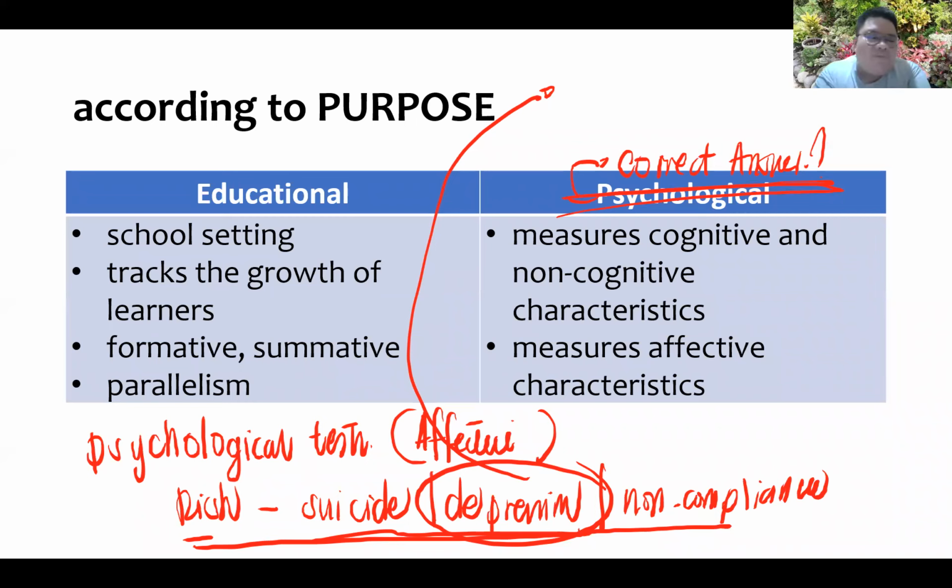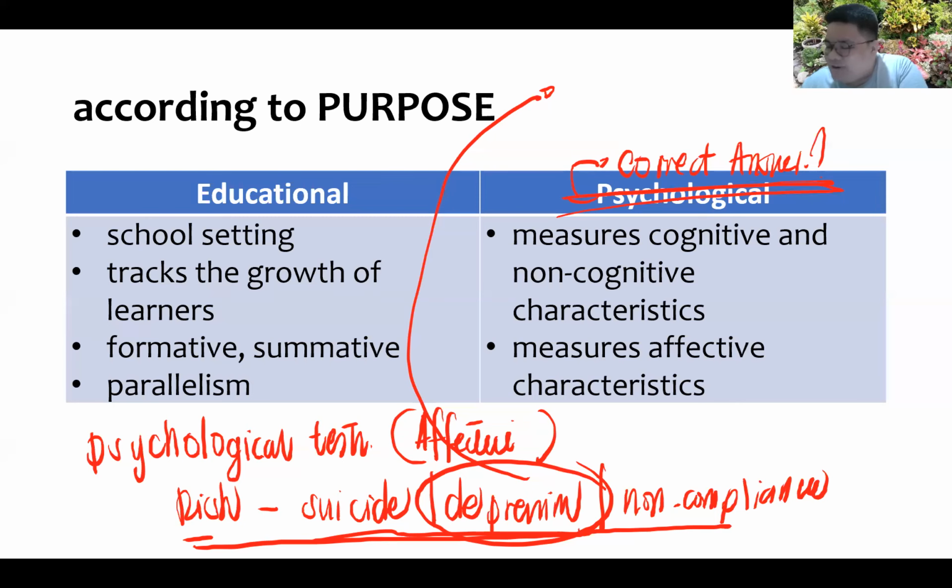Anong ibig kong sabihin inconsistent? For example, first part parang ang happy mo, bakit sa next part parang depressed ka? So be true to yourself, because a good test will be able to detect whether you are saying the truth or not. But anyway, going back to my point, for example, class, a diagnostic test or a psychological test that would say risk for depression.